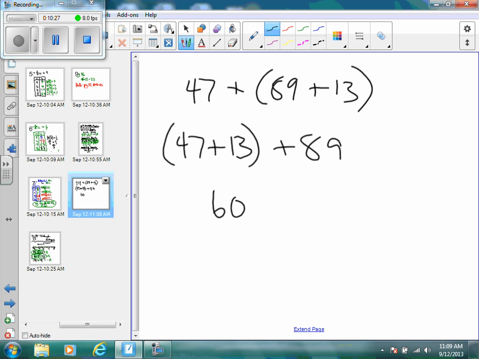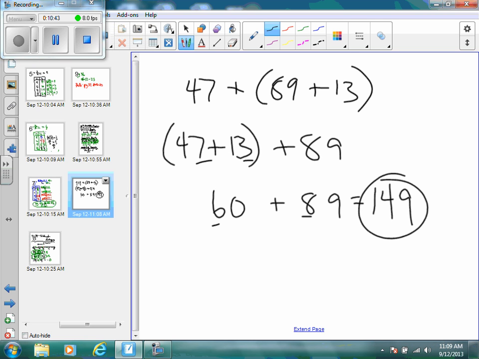So together, because of the 7 and the 3 in your ones place, that gives you 10. Carry the 1 over to your tens. Now just add the 60 to the 89. Well, 6 and 8 is 14, plus the 9, gives you 149, right? Okay. So if I were doing this as homework, I would put 149, and I would write, I used the associative property for that one. I switched the grouping around.